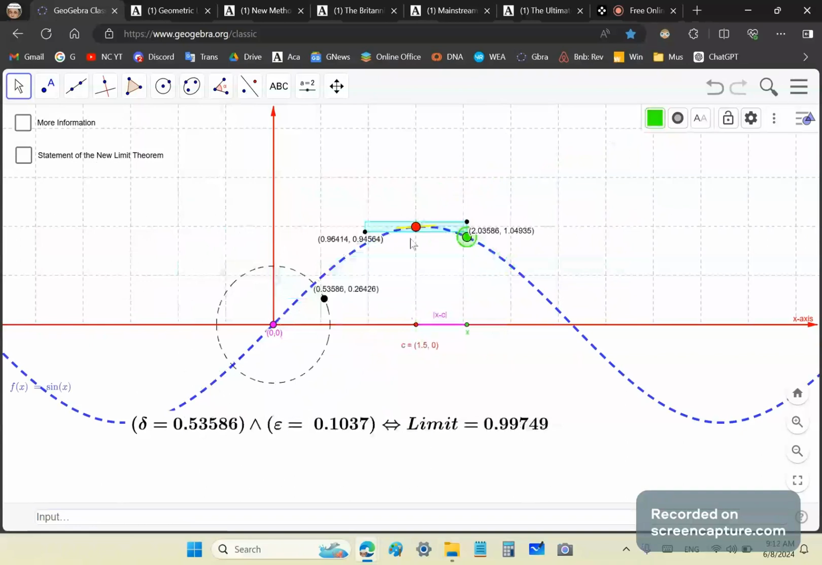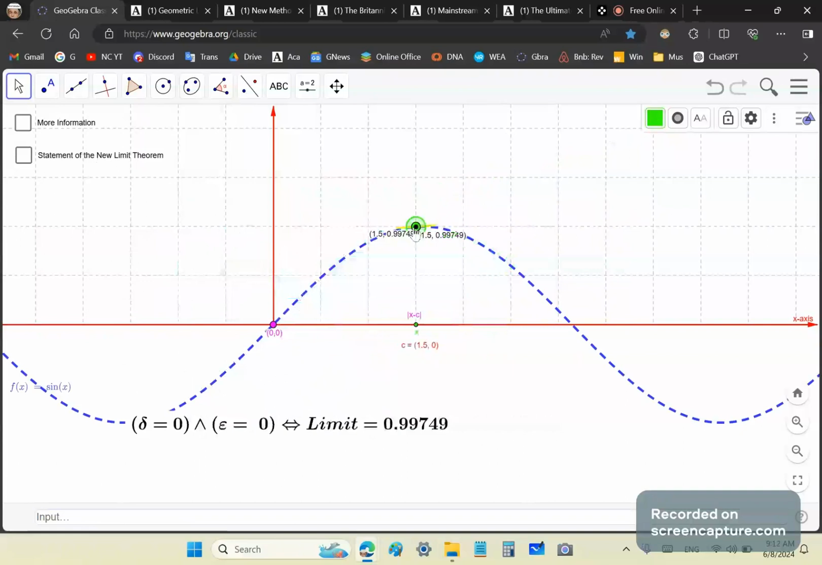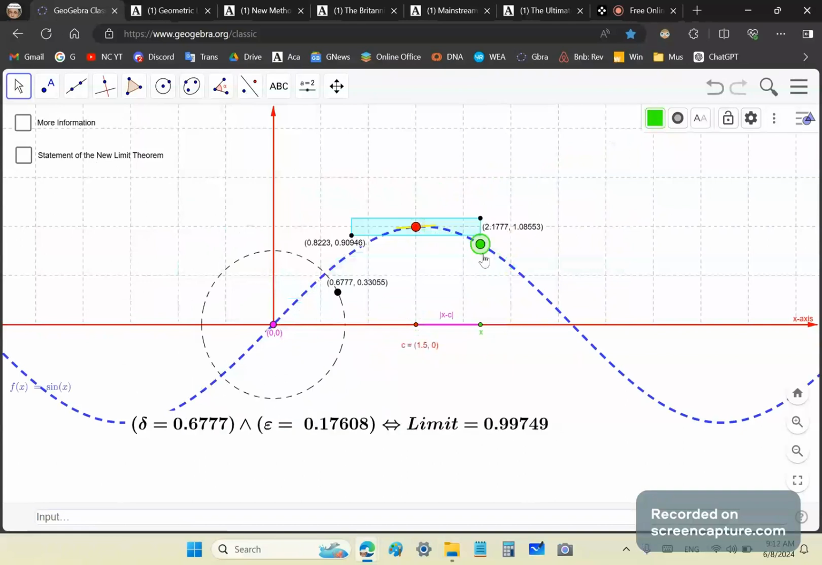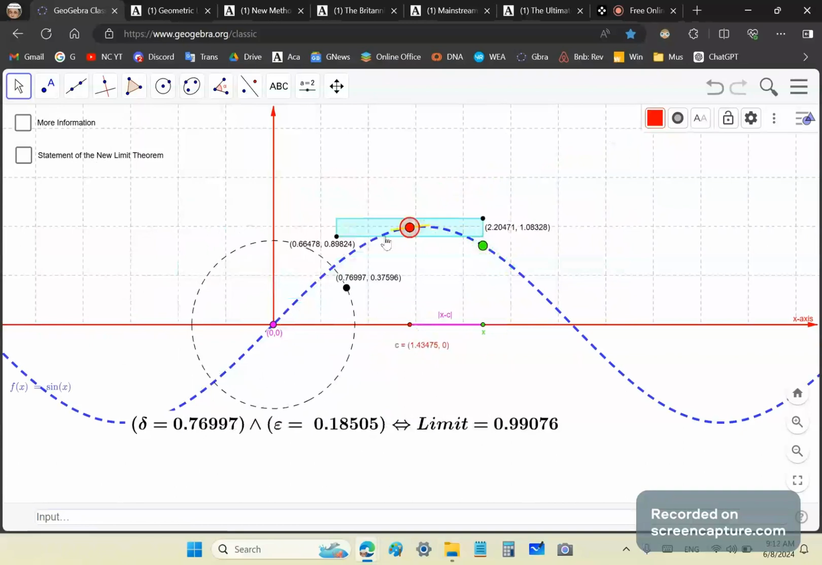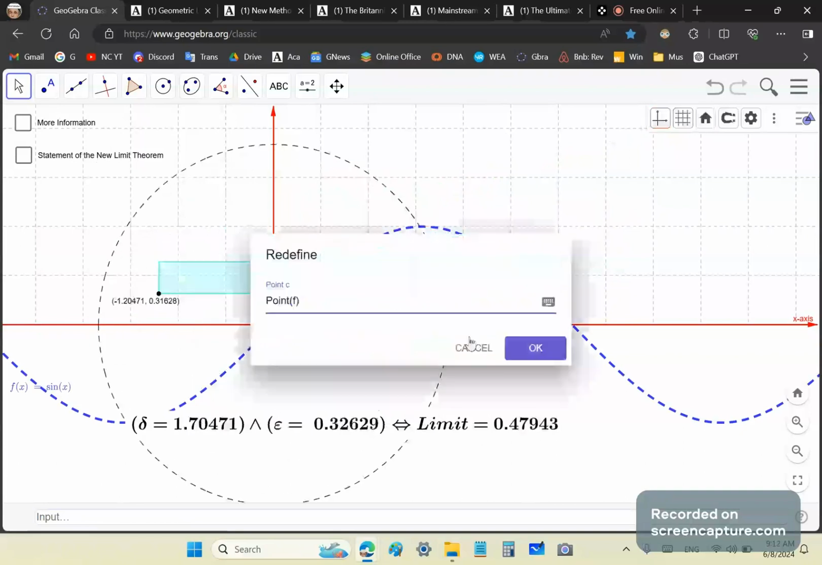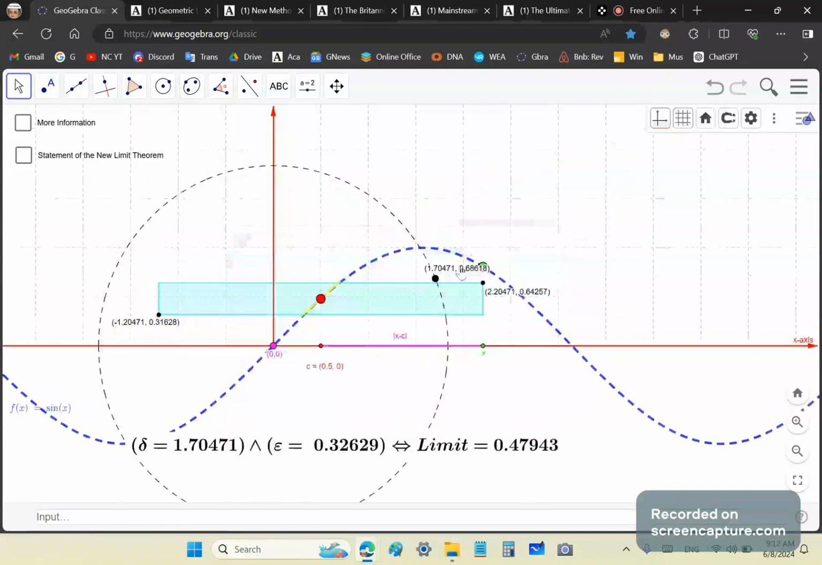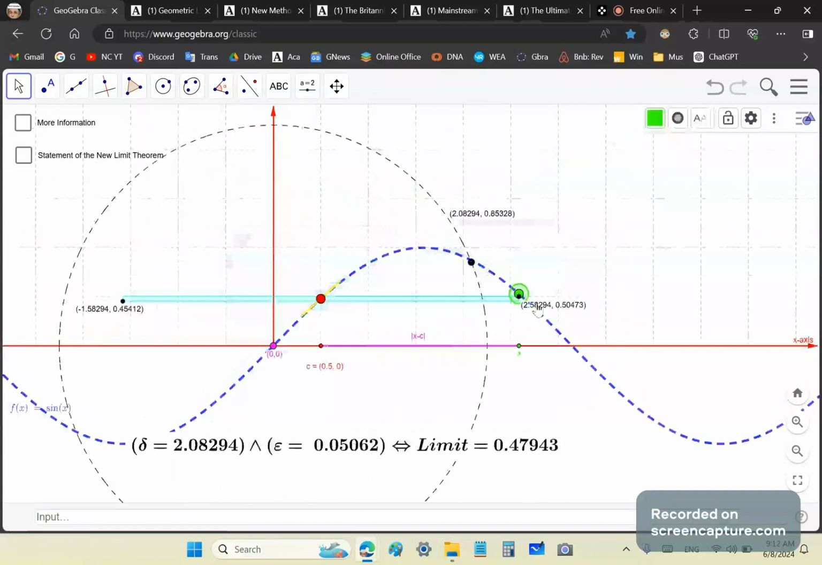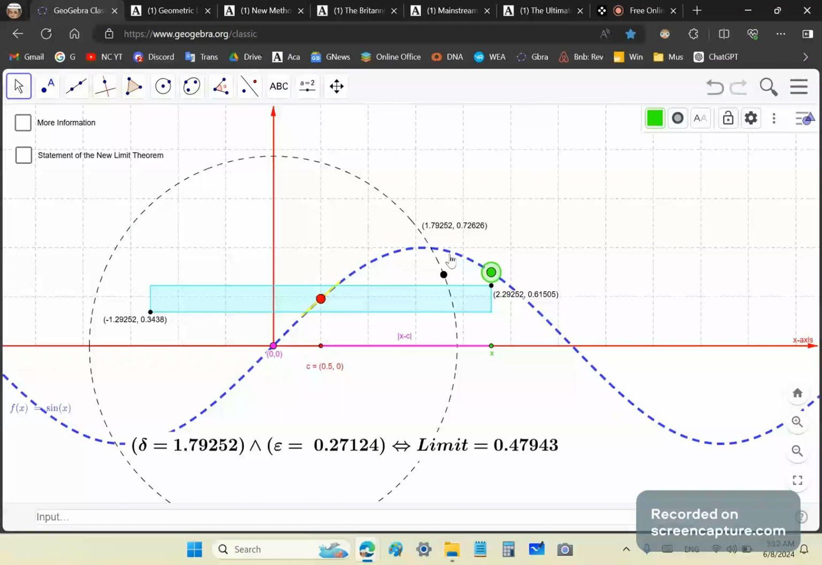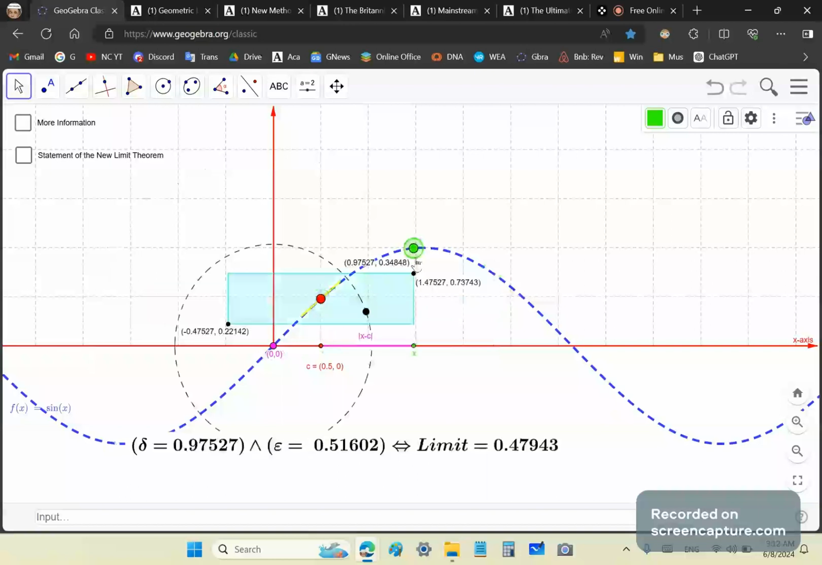That's because it's not exactly pi over 2. But the theorem works regardless. Wherever you place this point, it doesn't matter. You will still get the correct answer. So moving away makes the area bigger. Moving closer, as soon as the area is zero, you have the correct value, okay?